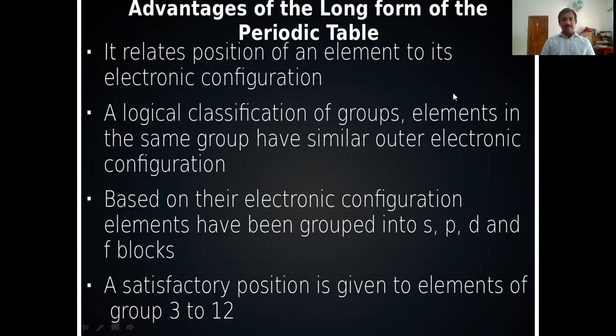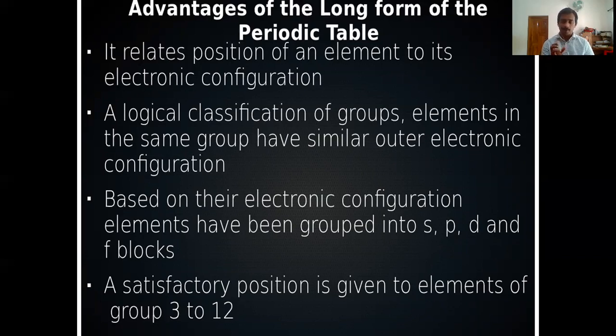First one, it relates position of an element to its electronic configuration. So the properties are directly depending on the electronic configuration. And when you arrange the elements in the increasing order of their atomic numbers, the arrangement is in the order of electronic configuration.